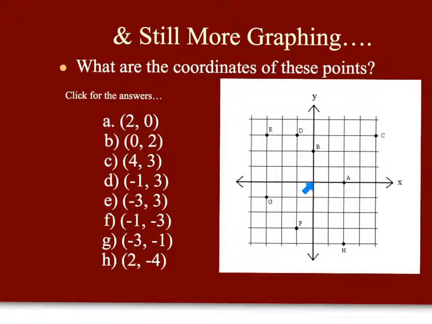Now remember that this area right here is 0, and so if we move over, we have 1, 2, so our first coordinate should be 2. We are not moving up or down, so our second coordinate should be 0. So the coordinate for this particular point on this graph would be 2, 0, and we can see that answer right here. When we look at B, we are not moving over, so our first coordinate would be 0. We are moving up 2, and so the coordinate for B would be 0, 2.